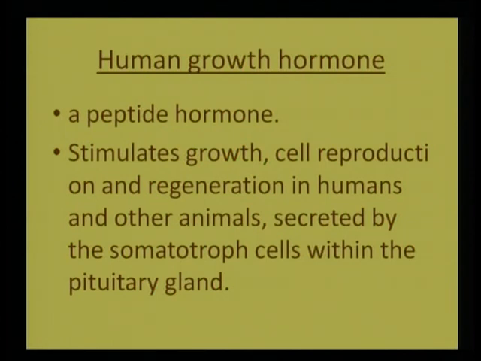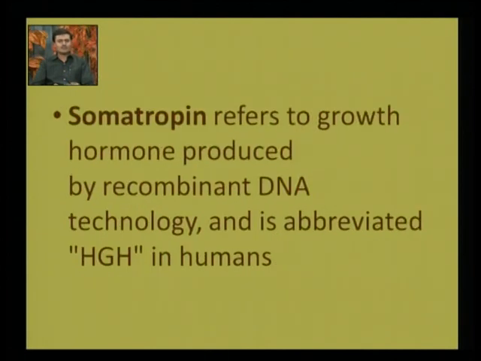Now the second product is the human growth hormone. Generally it is a peptide hormone, and it can be used for the stimulation of growth or to prevent dwarfism in humans. The human growth hormone, shortly known as HGH, is generally produced by the somatotroph cells within the pituitary gland. This material can be produced by using recombinant microorganisms. Instead of somatotroph, it is now known as somatotropin.